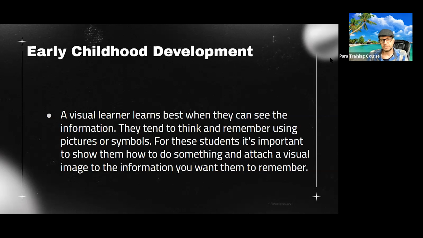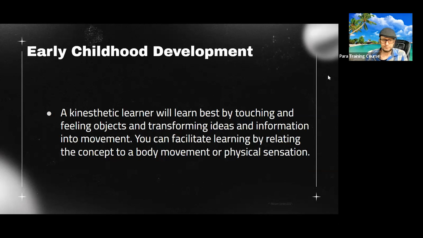Serving the auditory learners entails including some sort of audio. So that could be a mnemonic, something that you're using to help people remember things verbally, right? And in this case, with the visual learners, it could be just some sort of image that you include. A kinesthetic learner will learn best by touching and feeling objects and transforming ideas and information into movement. Back to the pen. You can facilitate learning by relating the concept to a body movement or a physical sensation.